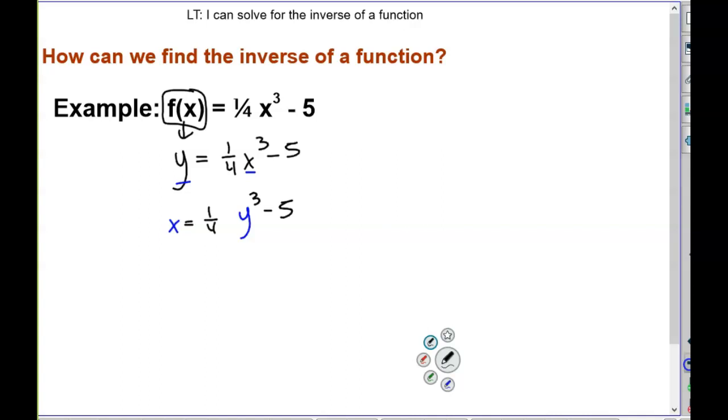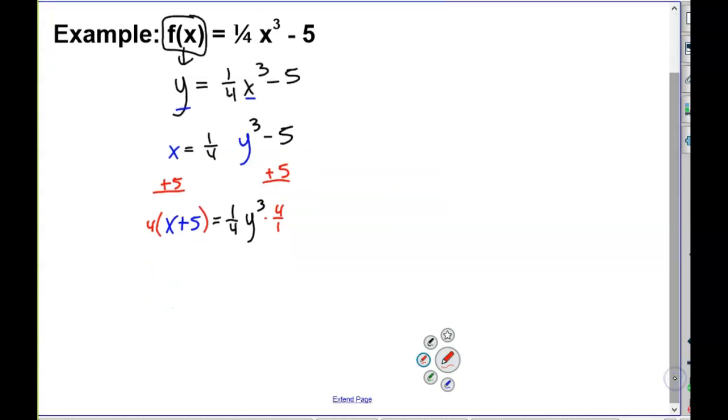And I'll give you a little more formal notes on this, but we're just going to switch them and now solve. So now I have to solve for y. So I got to add 5 over here. I'm going to get x plus 5 equals 1/4 y to the third. And then I have to get rid of the 1/4, so we're going to multiply by the reciprocal, which is just 4. And you could FOIL here, or you could leave it. It's up to you.